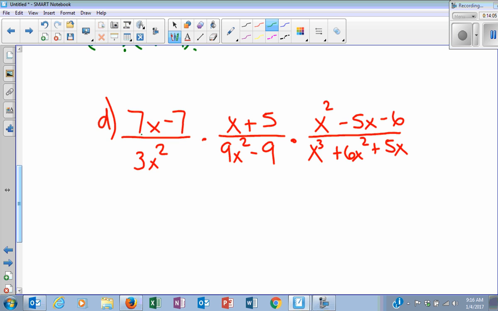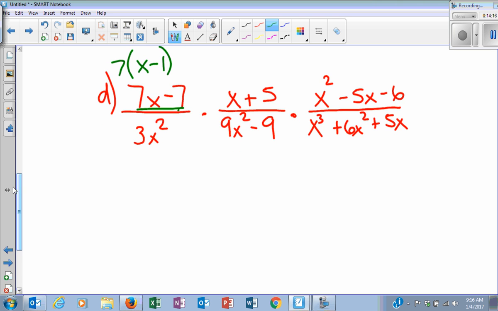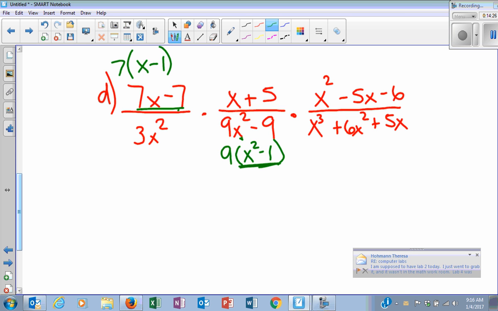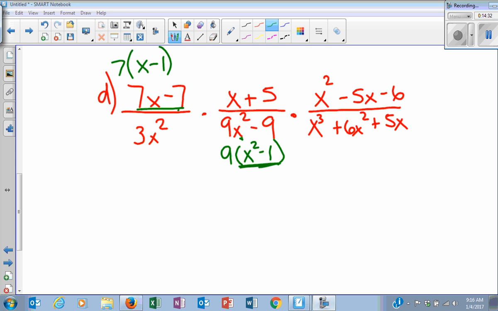If I look right here, this one right here is not factored. They have a greatest common factor, which is 7, and then I'm left with an x minus 1. This one I'd want to save a lot of space for. This one right here is very tricky because, yes, I can pull out a 9, but when I pull out a 9, I'm left with x squared minus 1. This is a difference of squares. So that is supposed to turn into 9, x plus 1, x minus 1. Okay, so that's the final one.